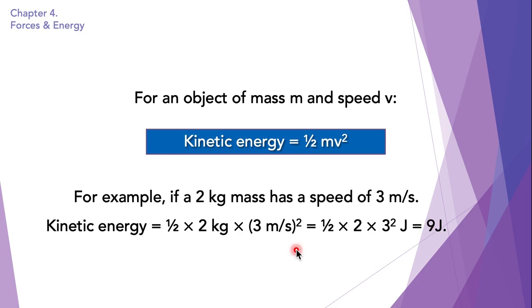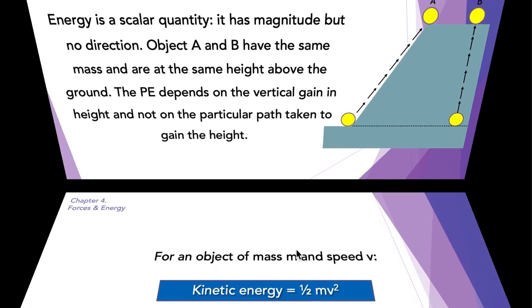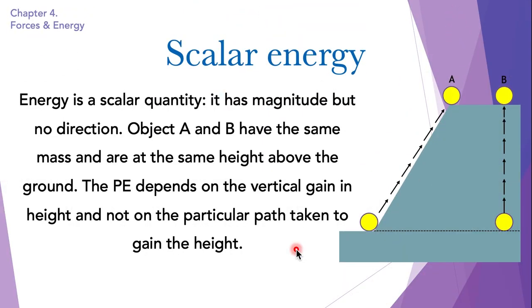So this was kinetic energy and potential energy, and how we can measure both these things. I hope it was simple and clear. So we can move ahead now to understanding scalar energy. By scalar energy, we mean energy is a scalar quantity, which means that it has magnitude but no direction.